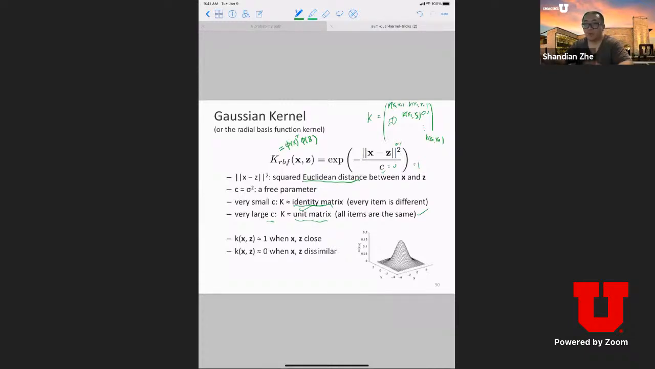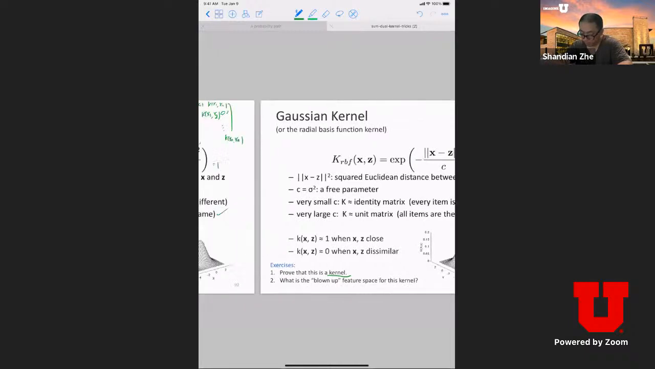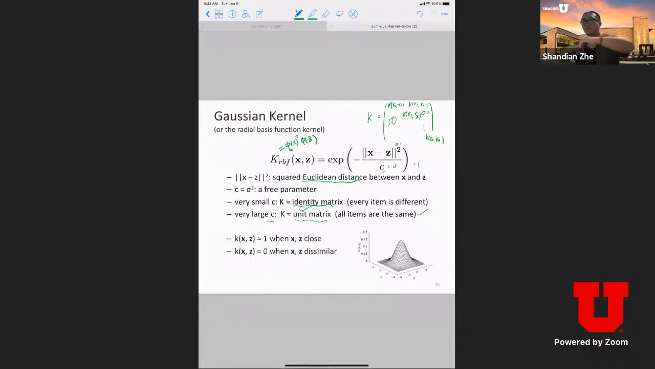The answer is yes, we can indeed write out this phi. But this phi is infinite dimensional. In other words, if you explicitly write down this phi, it's infinite dimensional. And in practice, you will never be able to construct this infinite dimensional vector and calculate the inner product. You can only go back to calculating the Gaussian kernel itself.